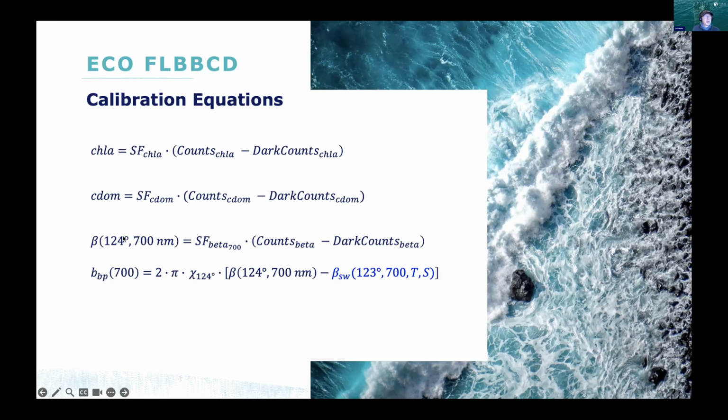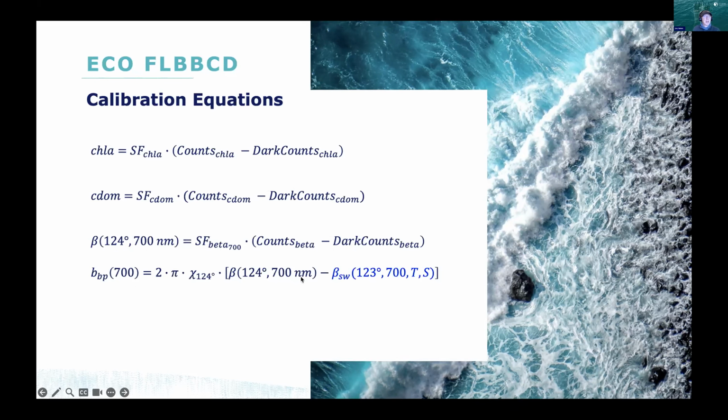What we're measuring with the instrument is a measurement called beta, which is essentially how much light is scattered, in the case of an ECO, at 124 degrees at 700 nanometers. That's the red LED that we use. And we get to that number the same way we got to CDOM and chlorophyll fluorescence. We take the digital counts, subtract off just the baseline of the noise in the sensor itself, inherent just through semiconductor physics, and multiply that by a scale factor. Then to get the total backscattering signal, it's really just a bunch of constants after that, one of which is a little funny.